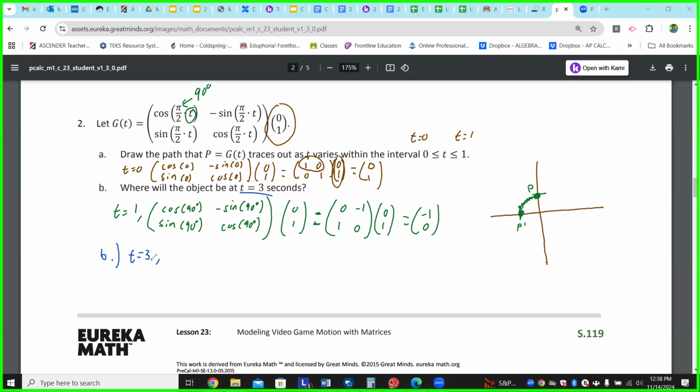X or Y. A or B. Correct. Same question, because it becomes a negative one, which is positive. You already finished part B? Perfect.